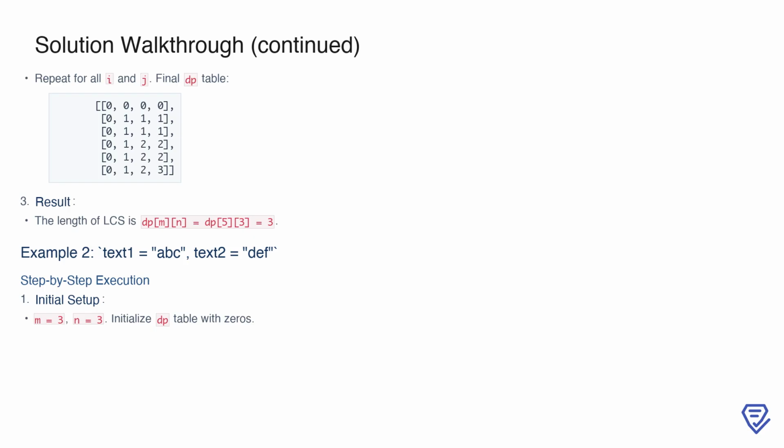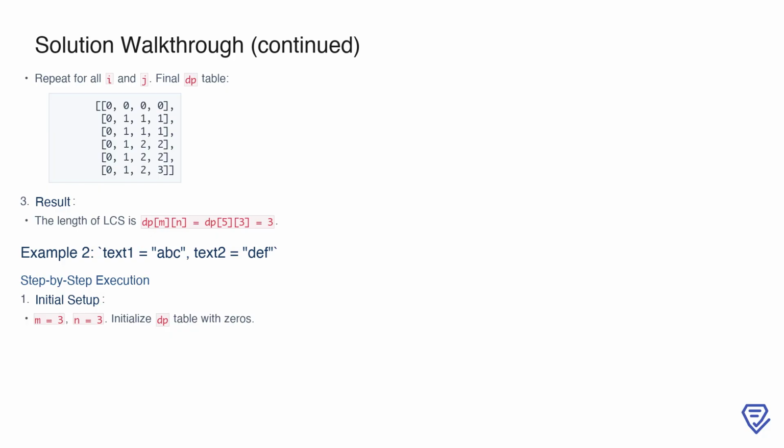After completing the iterations for all characters, the DP table is filled with the results of the subproblems. The final DP table for text1 equals ABCDE and text2 equals ACE looks like this: 0, 0, 0, 0, 0, 1, 1, 1, 0, 1, 1, 1, 0, 1, 2, 2, 0, 1, 2, 2, 0, 1, 2, 3. The value in the bottom right corner of the table, dp[5][3], gives us the length of the LCS, which is 3. This means the longest subsequence shared by both strings is of length 3. For example, the LCS itself is ACE.